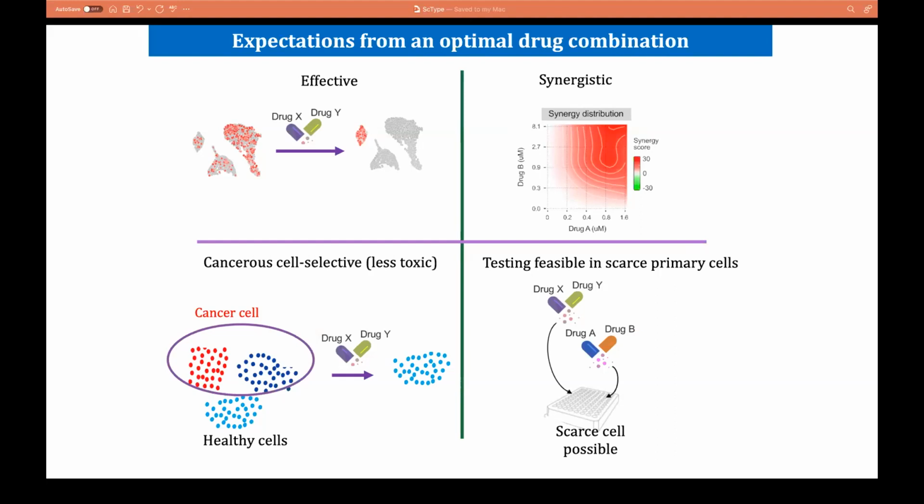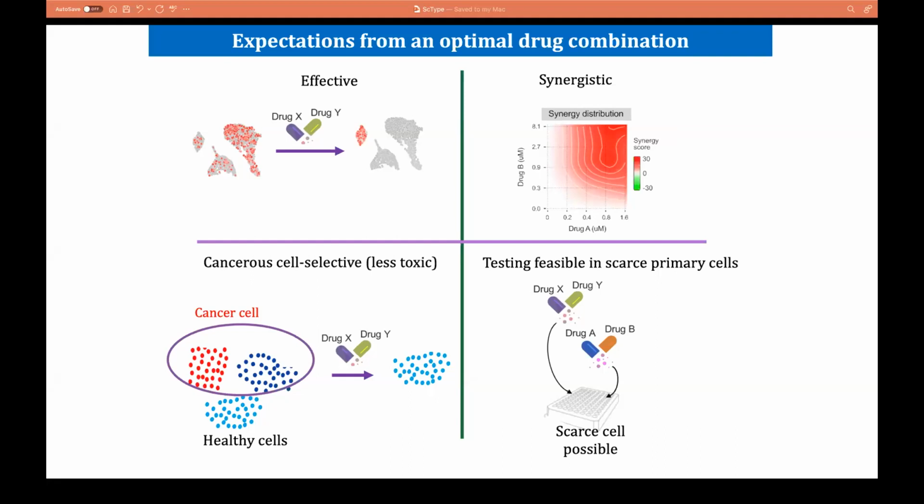So synergistic means that if you combine two drugs, you expect an effect which is better than either drug alone. The idea is that if you combine two things, you should get some extra benefit over either of the drugs alone. And fourth, although you can predict, you should be able to test it in primary cells. Otherwise, just based upon computational prediction, it will be very hard to translate to the clinic.